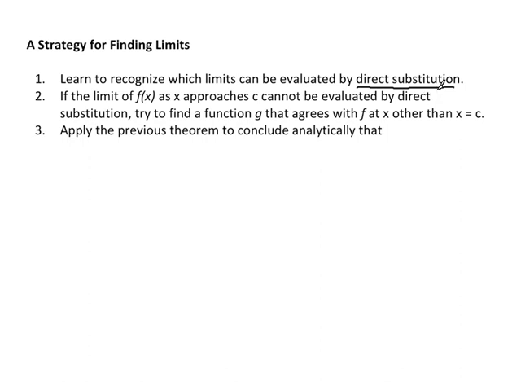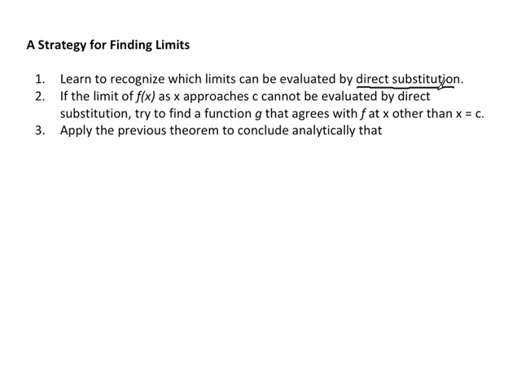Number 2 here, if the limit of f of x as x approaches c cannot be evaluated by direct substitution, then we want to try to find a function g that agrees with f of x at x other than x equals c. That's some of the stuff that we just got done doing, the idea of finding an equivalent function. Typically, we'll see if we can factor the numerator and denominator and cancel out the factor that creates 0 in the denominator, then usually we can easily find a limit. We end up with something that we can use direct substitution on.